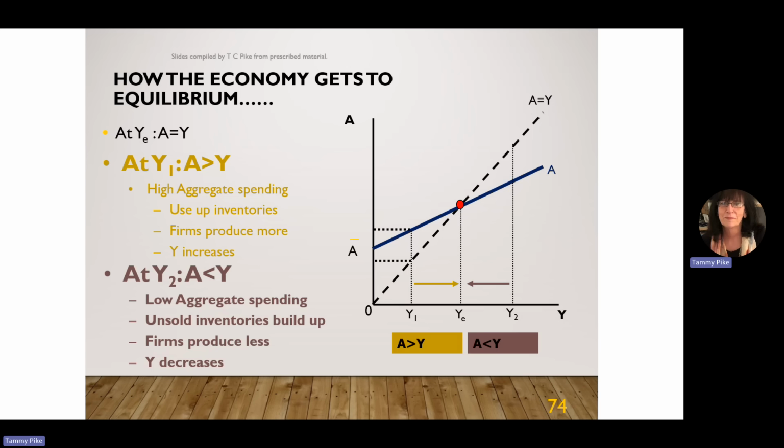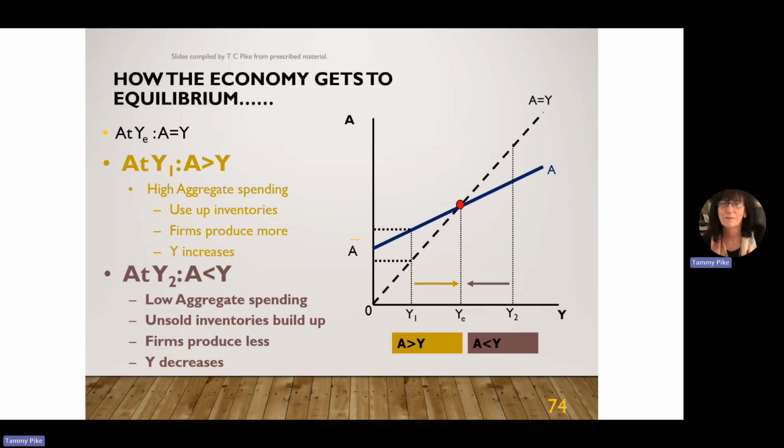Now, in order to be able to do that, we need a bit of extra information. So we're going to put into our graph what we call the 45-degree line. Now, you've probably learned that in class. The 45-degree line is called the equilibrium condition, and it identifies all those points where A is equal to Y. And together with the 45-degree line, we will also put in our aggregate spending line.